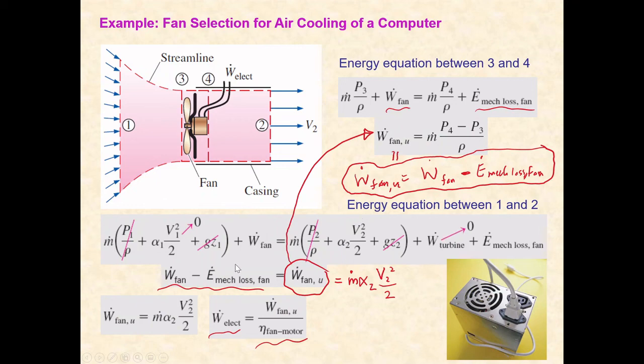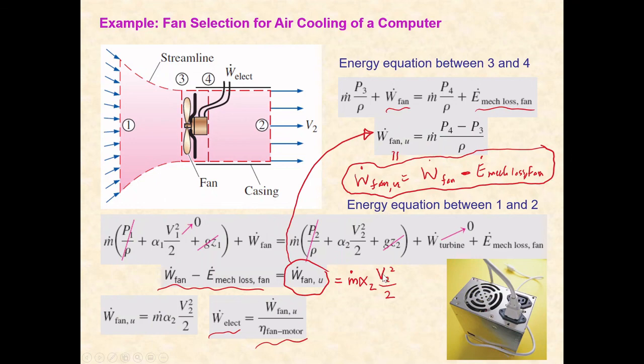So this whole equation can be written as W fan minus this energy loss due to mechanical loss, the friction loss, equals W fan. So W fan is given by M, the mass flow rate, multiplied by alpha 2 V2 squared divided by 2. All right, so these and these are the same thing. You can see that they are the same thing.